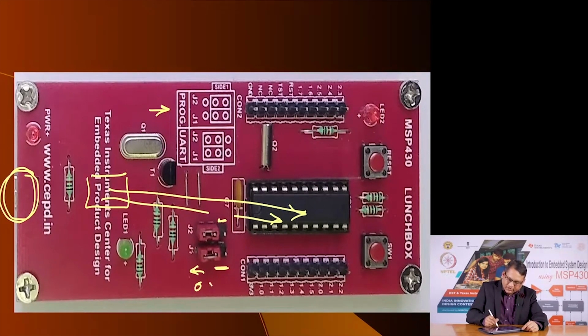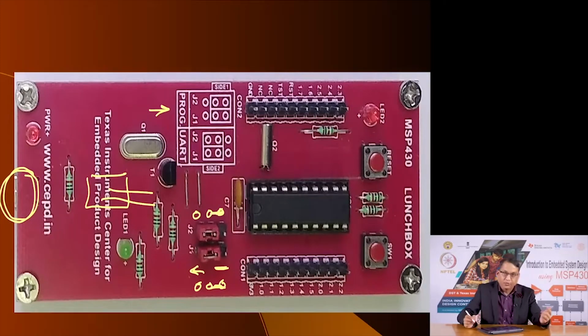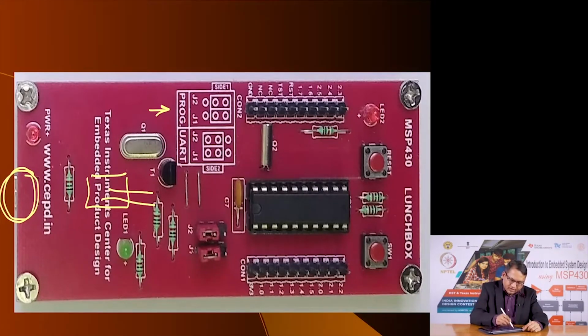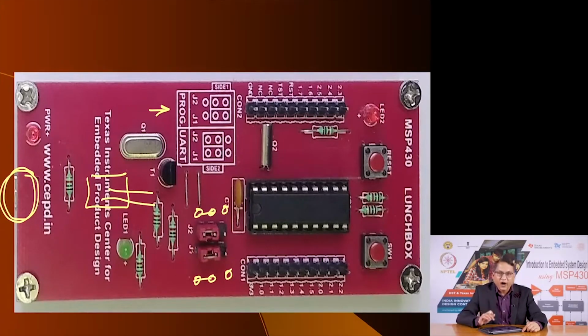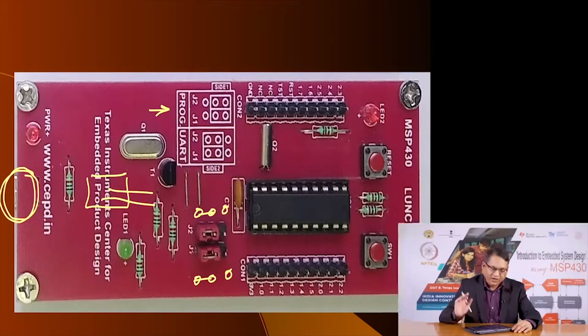So, there are 3 holes here, 1, 2, 3, and 3 holes here, 1, 2, 3. You would short this and this when you want to do programming. If you are going to be using the serial port, then you have 3 pins here again, 3 here, and you short this and this and this and this, and then it connects the UART pins to the USB to UART converter, and it will allow the PC to receive values from the microcontroller.